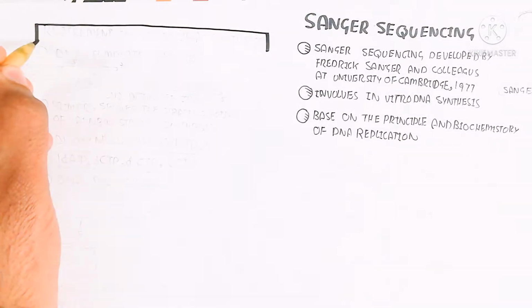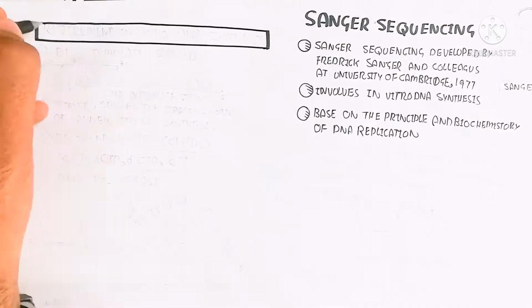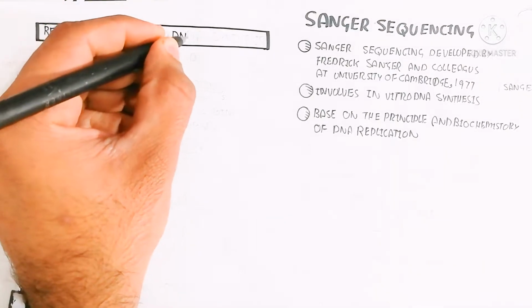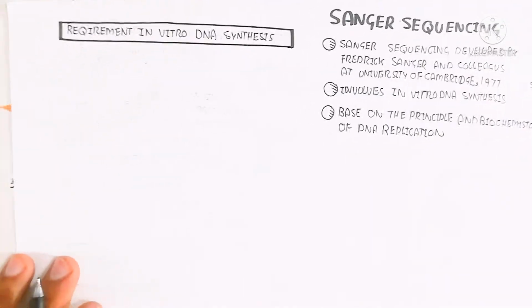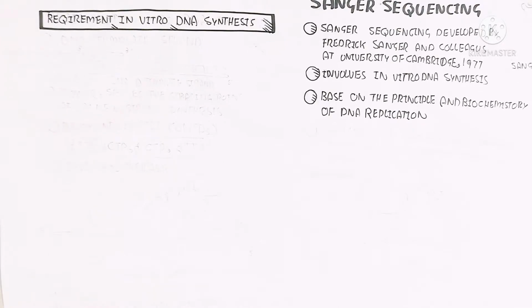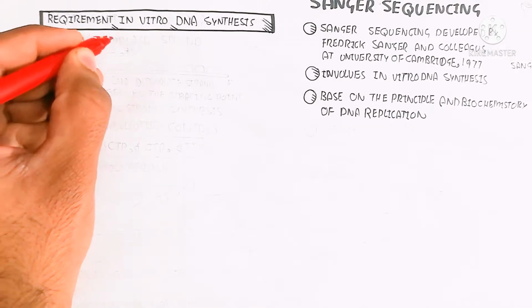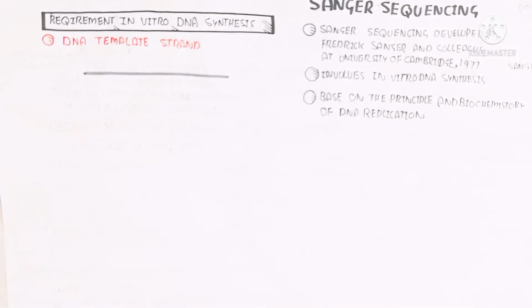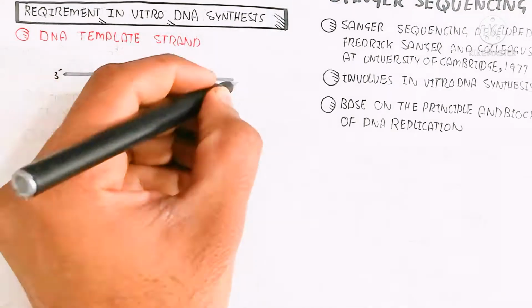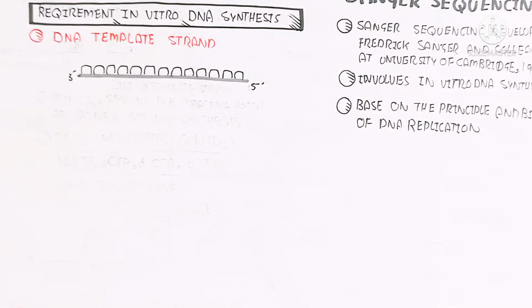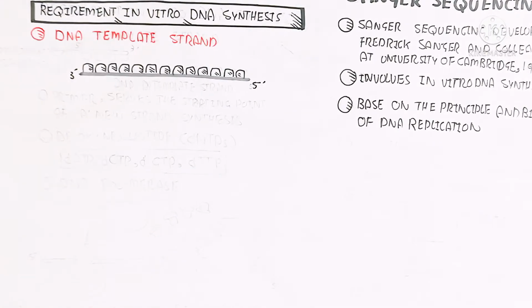The DNA template strand should be available. On the other hand, a complementary primer is needed, which is used for the annealing process from the 5 prime direction to the 3 prime direction, anti-parallel. This is the DNA template strand, which runs 3 prime to 5 prime. So the primer will bind in the 5 prime to 3 prime direction through annealing.